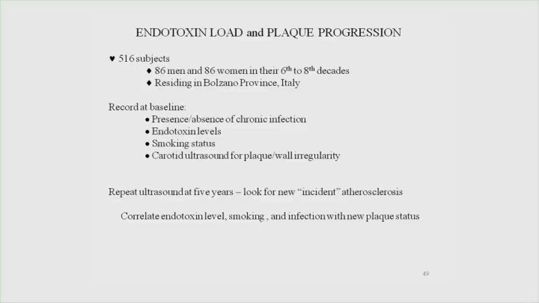516 subjects, 86 men and 86 women in their 6th through 8th decades, residing in the same province in Italy. Record at baseline historical evidence of prior or current infection. You're going to measure blood endotoxin levels, reflecting the level of abnormal bacterial activity in your blood, and smoking status, and do a carotid ultrasound. You're going to repeat the ultrasound in 5 years looking for new atherosclerosis, and correlate endotoxin level, smoking, and infection. Does this increase your risk of new plaque?